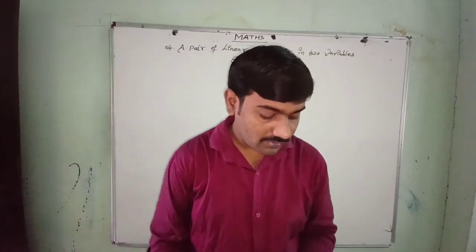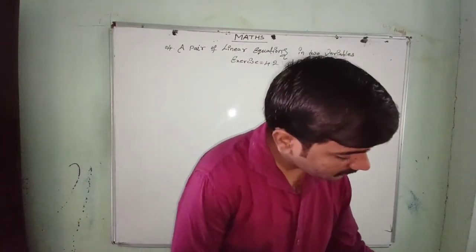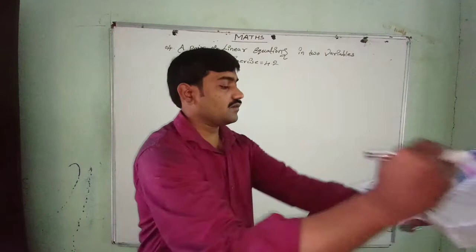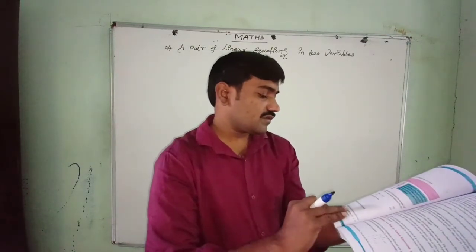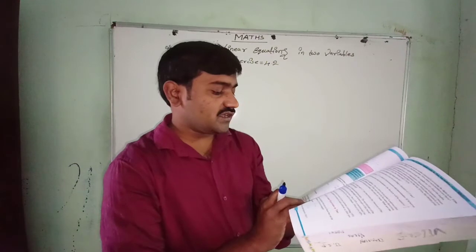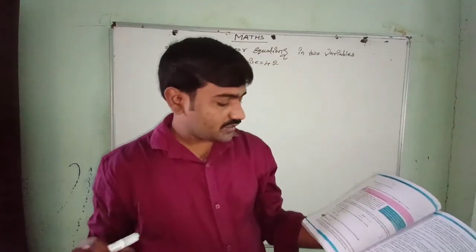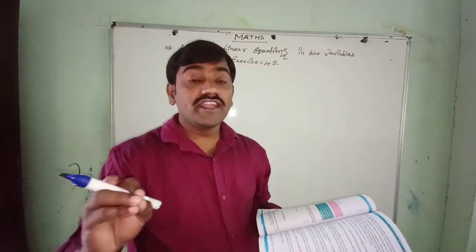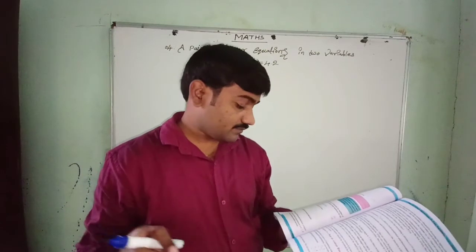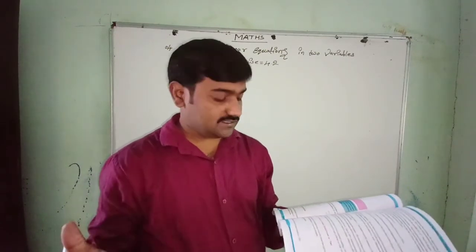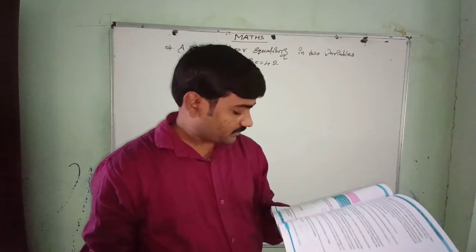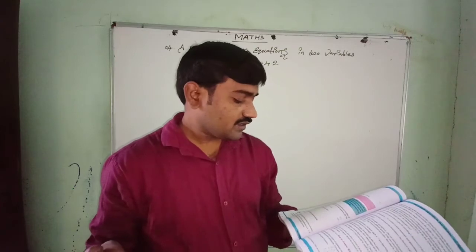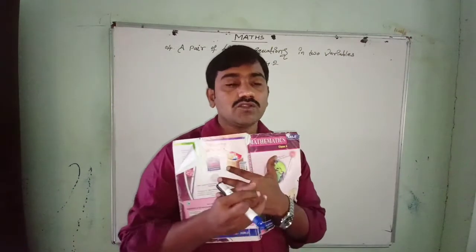Then question number 1 from 4.2: from the pair of linear equations, for each of the following problems find their solutions. The ratio of incomes of two persons is 9:7, and the ratio of their expenditures is 4:3. If each of them manages to save 2000 rupees per month, then find the monthly incomes. So there are two persons.